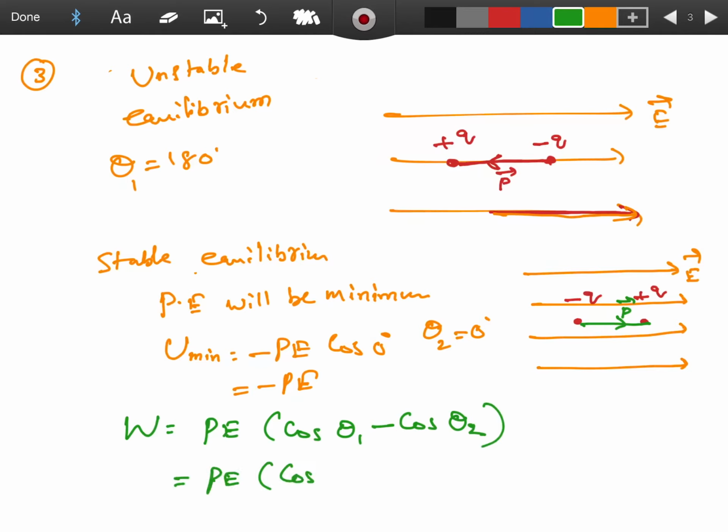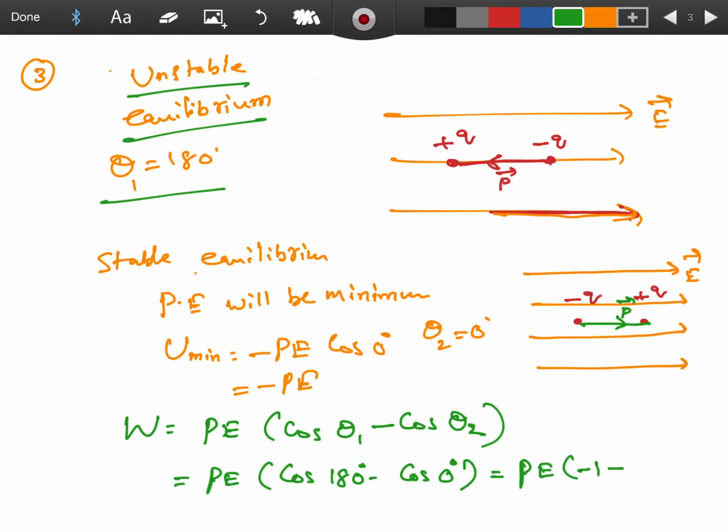Initially it is unstable equilibrium, which is theta 1 is 180 degrees. Cos 180 degrees minus cos of the final stable equilibrium, that is theta 2 is 0. Now PE, cos 180 is minus 1, cos 0 is 1, so minus 2PE.